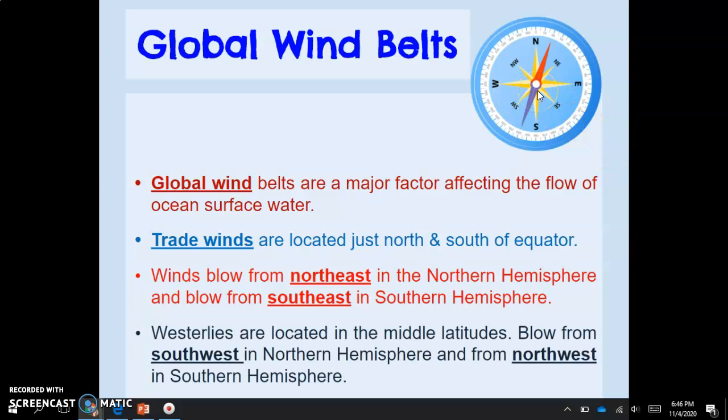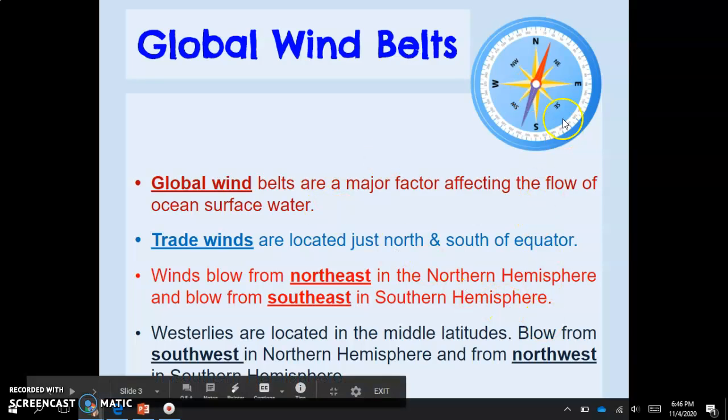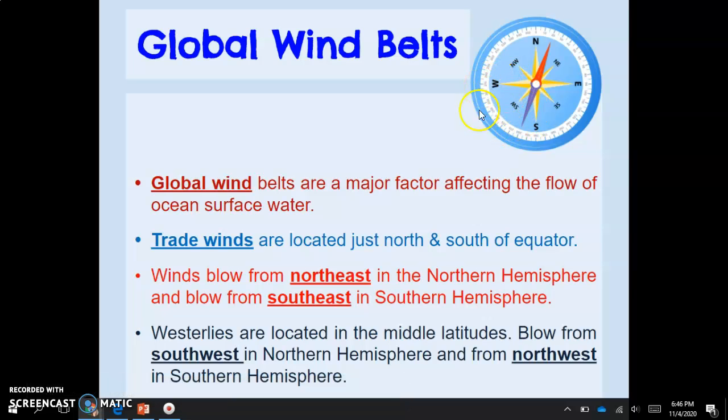The westerlies are located in the middle latitudes, so between the poles and the equator. And they will blow from the southwest, so if we look for southwest here, in the northern hemisphere, and from the northwest in the southern hemisphere. Now, the westerlies are kind of easy to remember because the westerlies move in either a southwest or a northwest direction, and that's how they get their names, because they're blowing from the west.